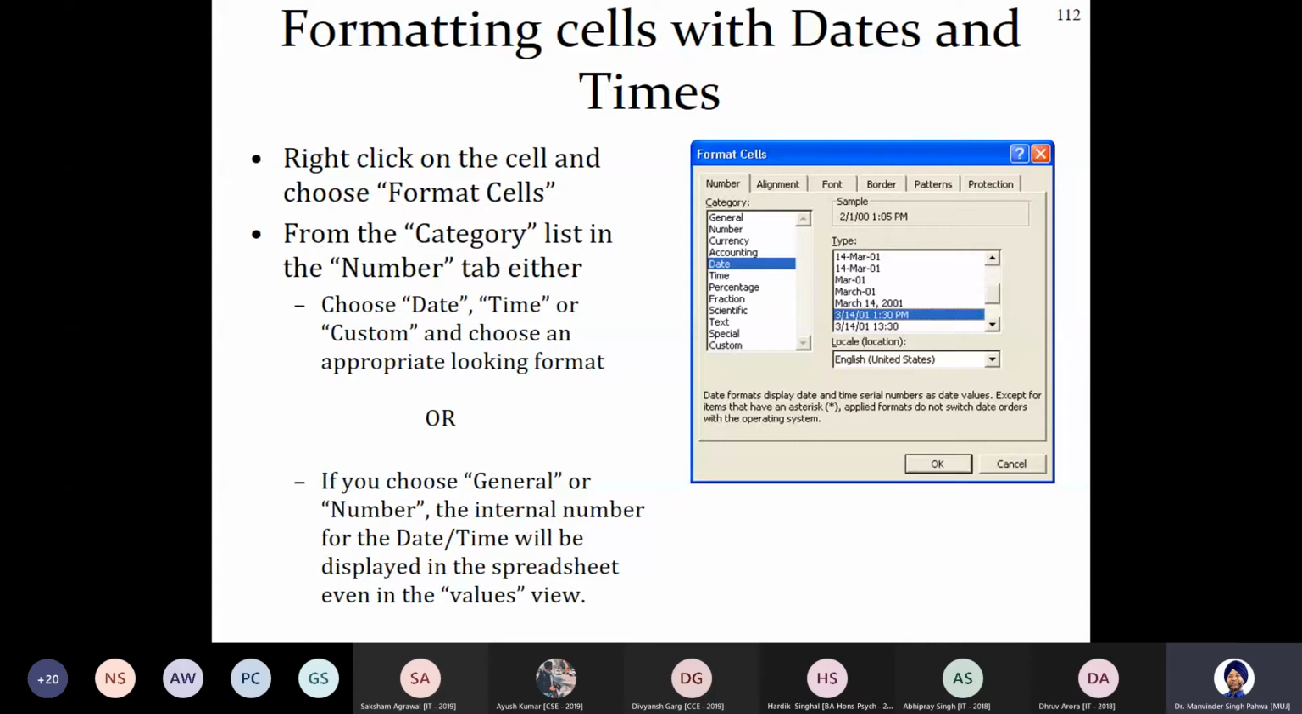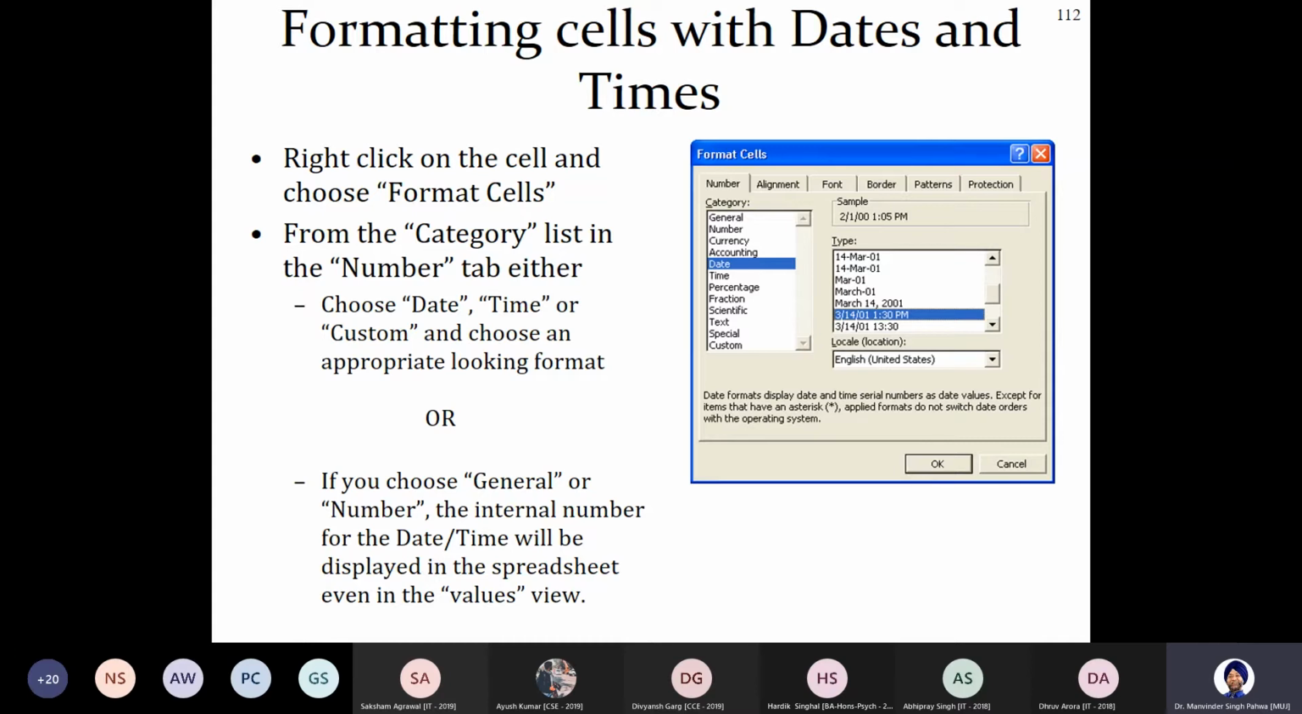In the category, you have to go on date, or you can just go on number. Then you can choose the date or time or the custom, and look at the appropriate format in which you want the date to be. Accordingly you can set it, so the date format will be changed accordingly. If we choose the general or the number, the internal number for the date and the time will be displayed in the spreadsheet, even in the values view also, right?